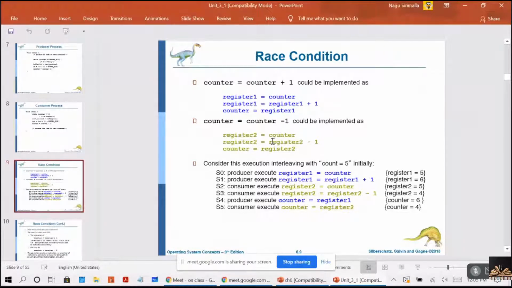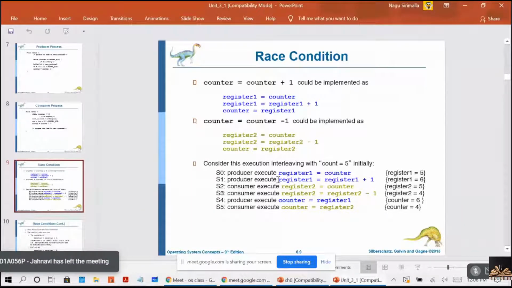So to explain this better, let's take an example. I am taking the counter equal to 5. Then what happens? The producer and consumer processes concurrently execute the statements counter plus plus and counter minus minus. So let R1, R2 be two registers. The statement counter plus plus may be implemented in machine language like this. How are you going to do it in machine language?